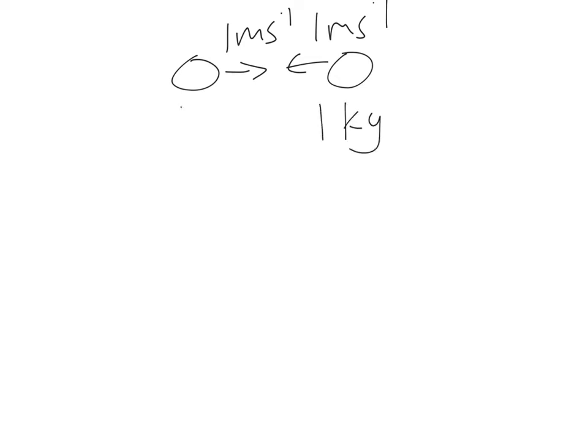So now if we look at the same situation in terms of kinetic energy, so same thing: 1 meter per second, 1 meter per second, 1 kilogram, 1 kilogram. Well, kinetic energy is worked out as a half mv squared. So half mv squared equals kinetic energy. Now, kinetic energy is slightly different because kinetic energy is a scalar quantity.